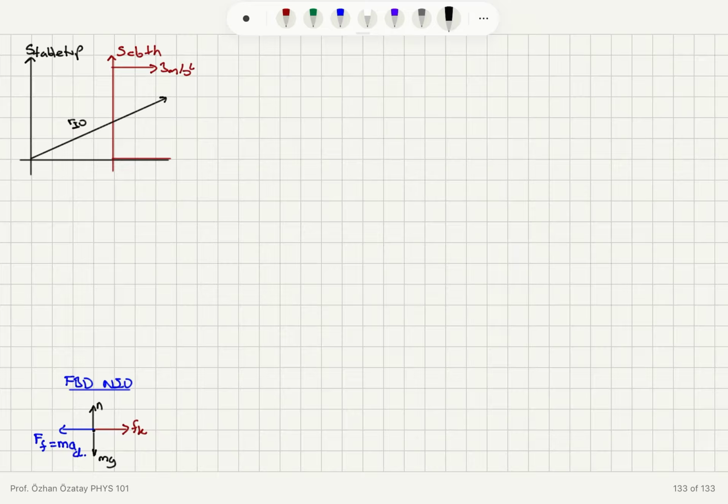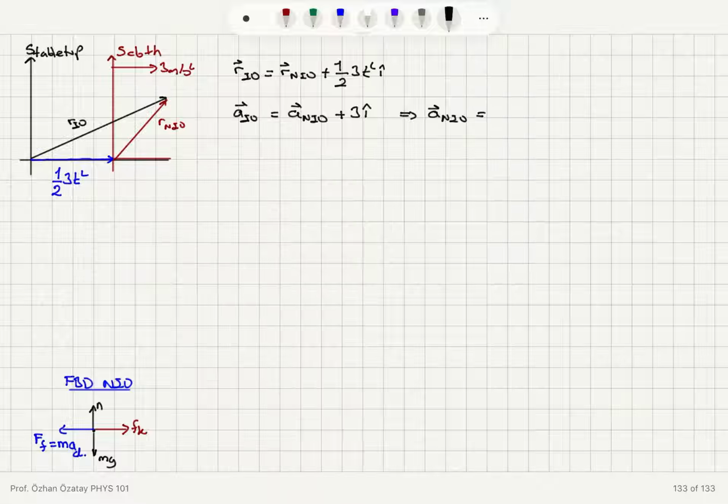So a position vector reported by the inertial observer is related to the position vector reported by the non-inertial observer by adding a vector with magnitude 1 over 2 times 3 t squared. So the position reported by the inertial observer is the position reported by the non-inertial observer plus 1 over 2 times 3 t squared in the i-hat direction. Acceleration reported by the inertial observer is acceleration reported by the non-inertial observer plus 3 i-hat, because I have to take two derivatives. So this gives me acceleration reported by the non-inertial observer to be acceleration reported by the inertial observer minus 3 i-hat. This was 0.5 i-hat minus 3 i-hat.